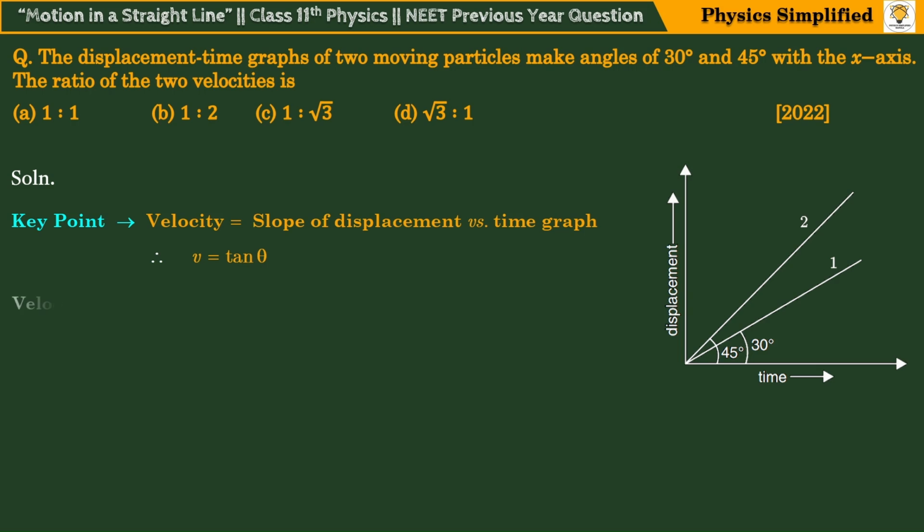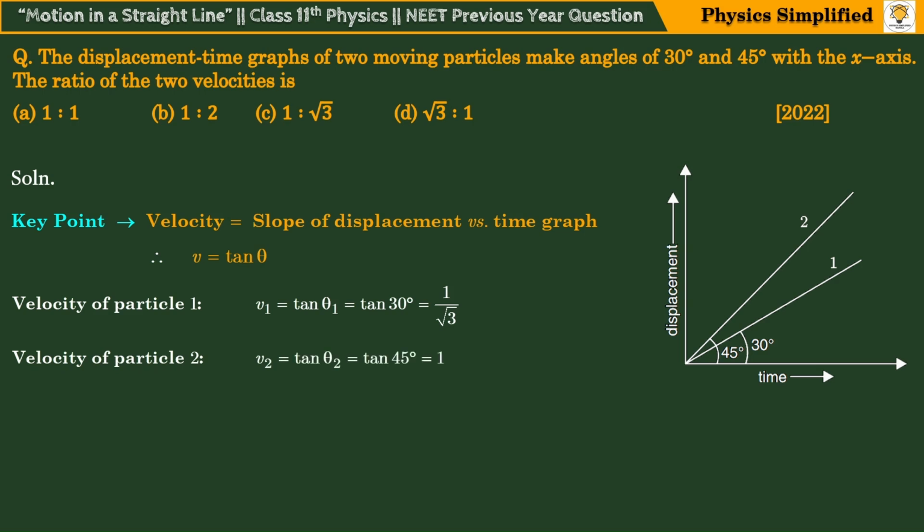So, the velocity of the first particle is given by v1 equals to tan 30 degrees, which is equal to 1 upon root 3. Similarly, velocity of the second particle is given by v2 equals to tan 45 degrees, which is equal to 1.